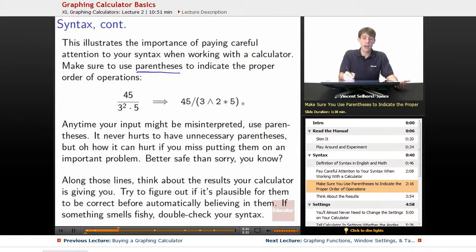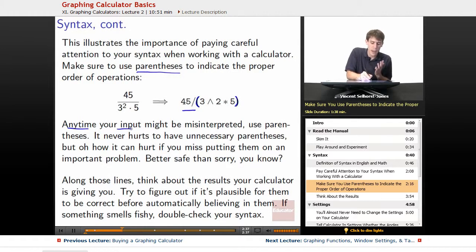So if we want to have 45 divided by 3 squared times 5, what we do is say 45 divided by, and then we'll put in parentheses quantity 3 squared times 5. That way it knows that it's being divided by the whole thing of 3 squared times 5.